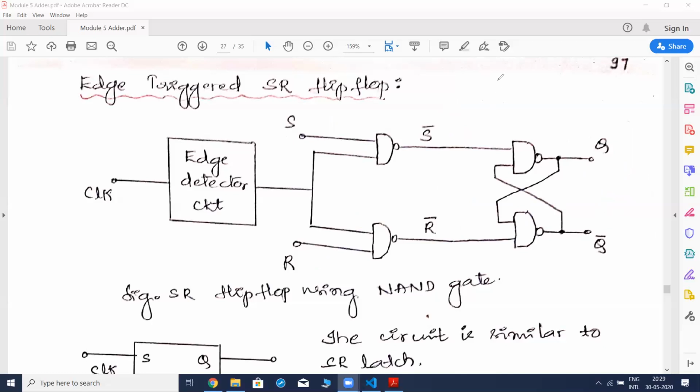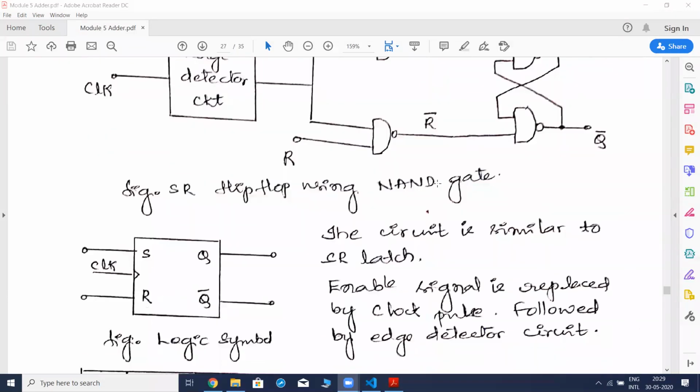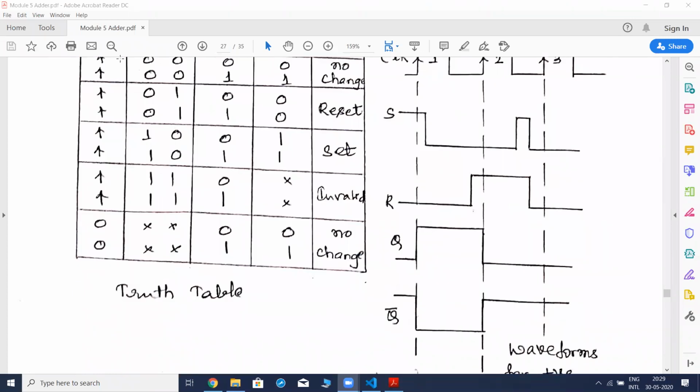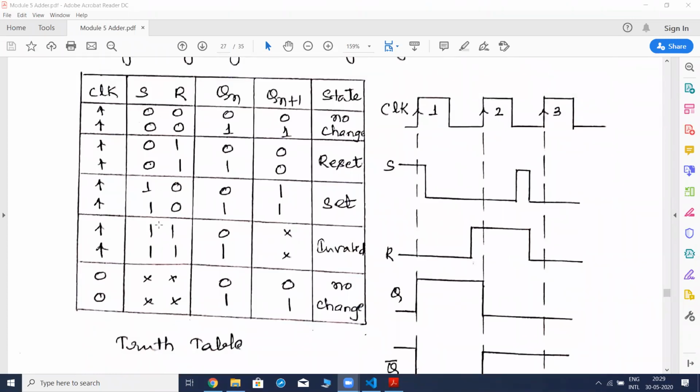Now we'll move on to see that particular state in the truth table. Here it is. Both the inputs are 1, 1, so we are going to get the invalid state. This is the present state, with the previous state being 0, 1. This present state we cannot determine, that's why it is called the invalid state.